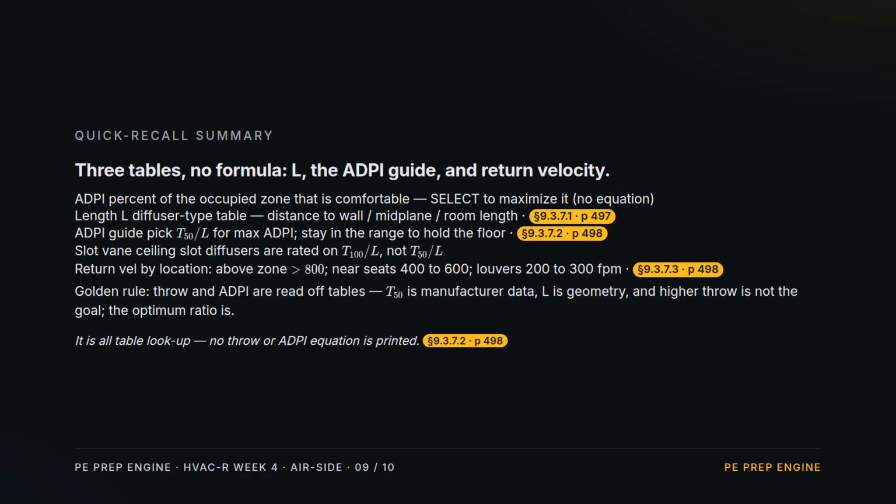Recap. ADPI is the percent of the occupied zone that's comfortable. You select to maximize it. Characteristic length L comes from the diffuser type table. The selection guide gives the throw ratio for maximum ADPI, and the band that holds a comfort floor, ceiling slot on T100 over L. Return face velocity is set by location. It's all table lookup. No throw or ADPI formula exists.